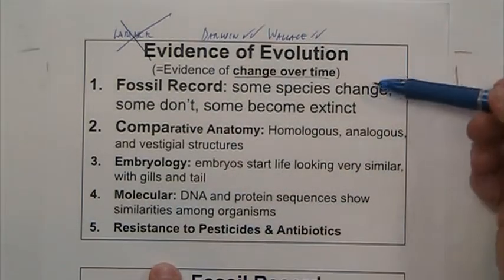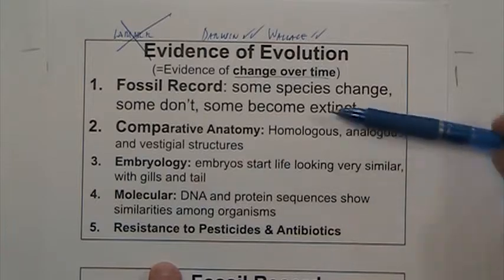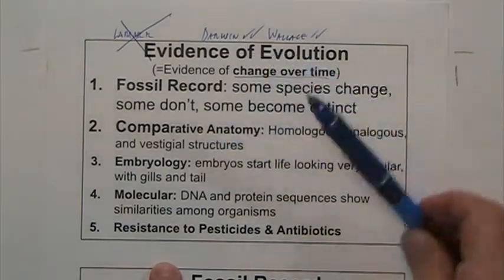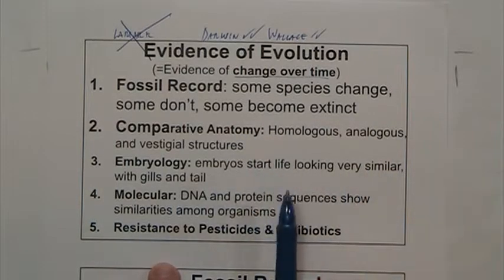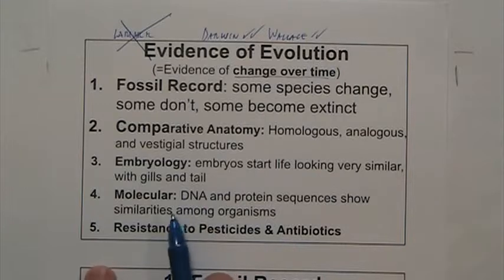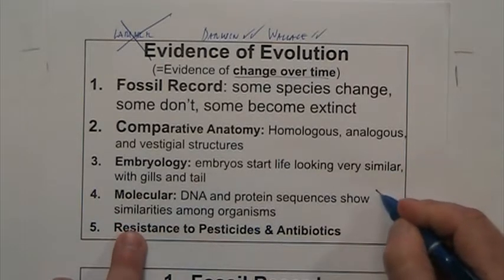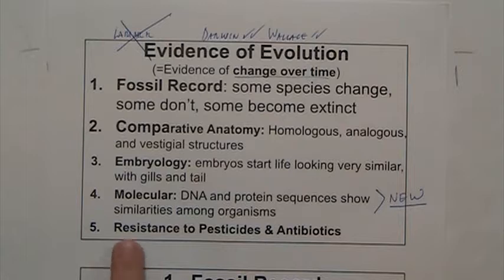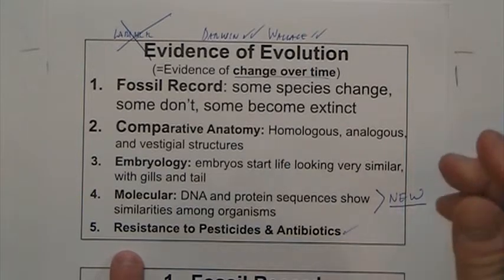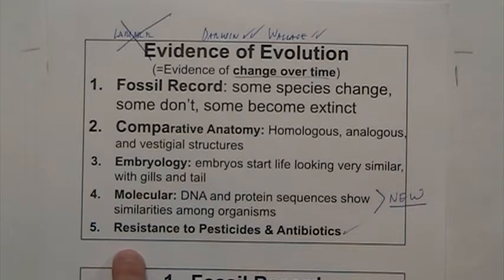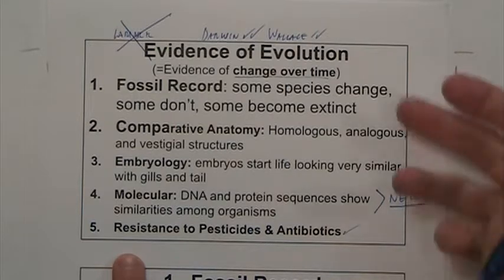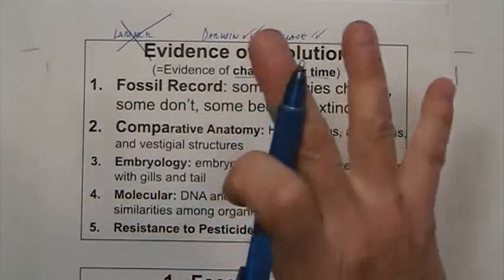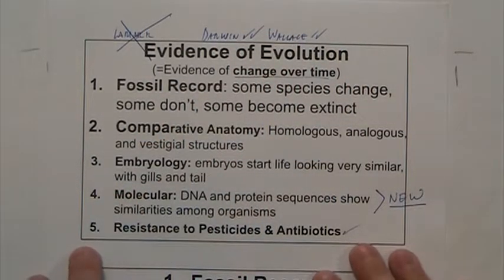I have here a list of the five topics that we're going to discuss. We have evidence from the fossil record, comparative anatomy, just comparing the body parts of different organisms, embryology, how we develop, molecular evidence, a brand new field since we started being able to sequence DNA and proteins, and finally, evidence from the resistance to pesticides and antibiotics that many organisms have developed in the last 50, 60 years. We are going to go one by one through all of those. Here you have it all, kind of a review. So we are going to start with the fossil record.